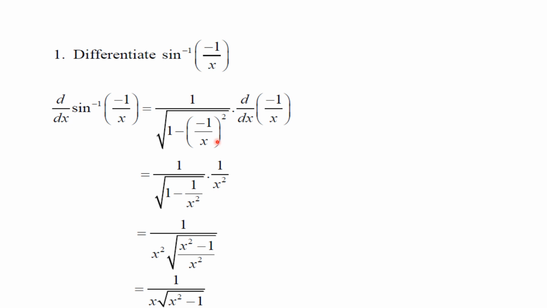And then next, you need to differentiate your x. So you differentiate negative 1 over x here and multiply it with the inverse. So it's 1 over the square root of 1 minus 1 over x squared, multiplied by the differentiation of this, which is 1 over x squared. And then next, you can simplify it, or you can even leave your answer at this point if the question did not ask you to simplify your answer.